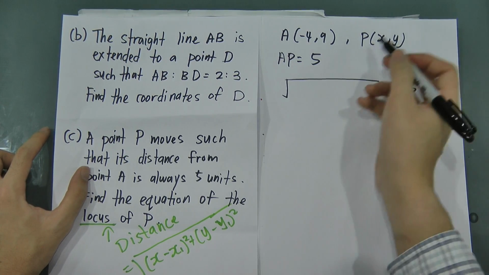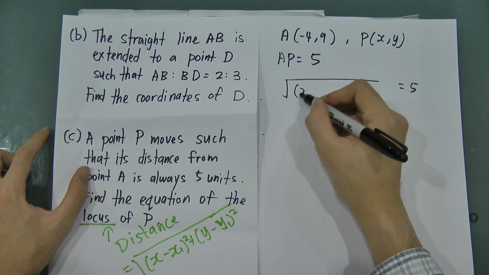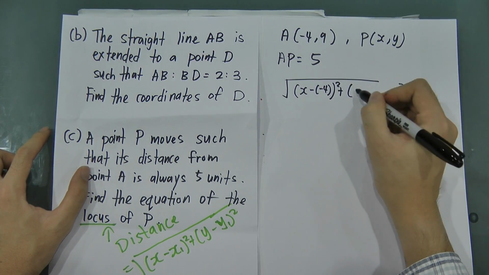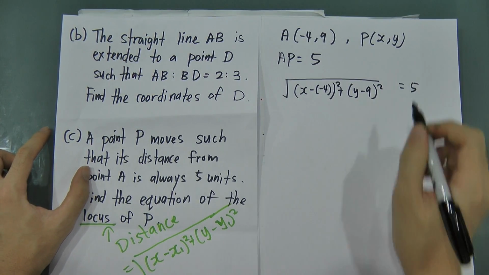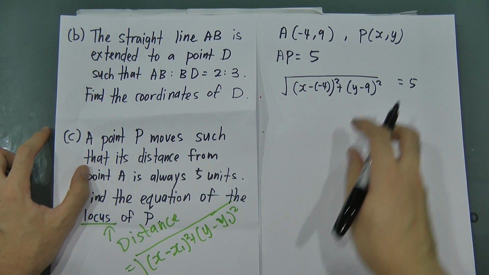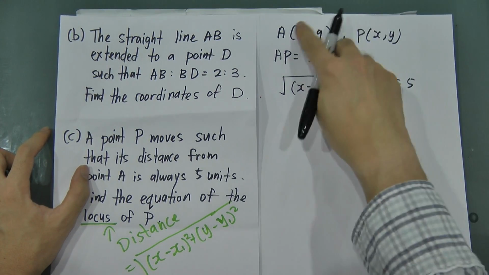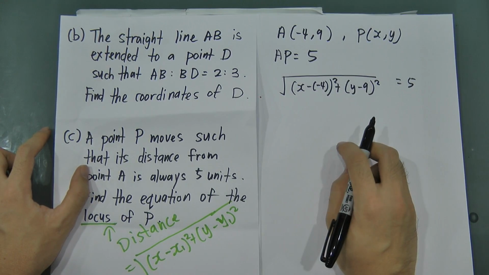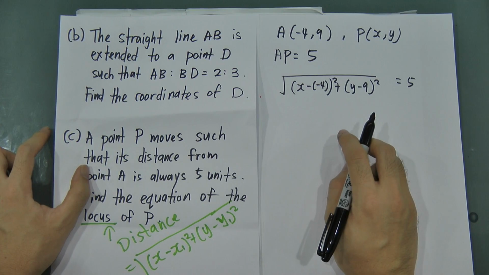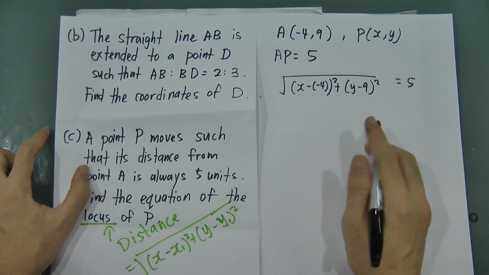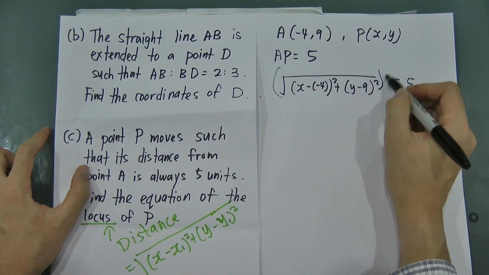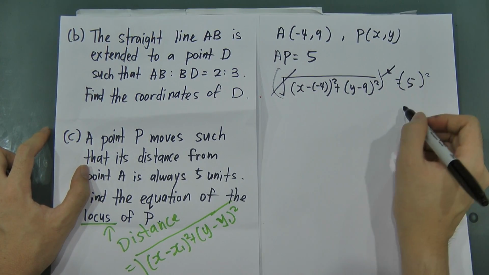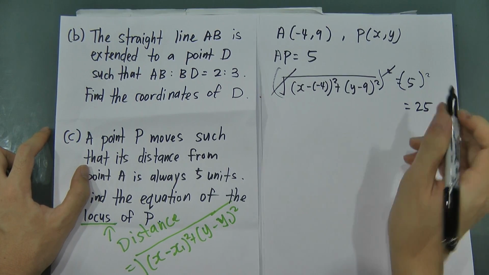So square root, I'm going to use x minus negative 4 squared plus y minus 9 squared. Okay, just simple. X minus this one squared plus y minus this one squared. This is the distance formula. If you are not sure, go and check. I think the exam gives this formula. However, first step is I square both sides. Always do like this. So I have no more square root, and then here will give me 25.